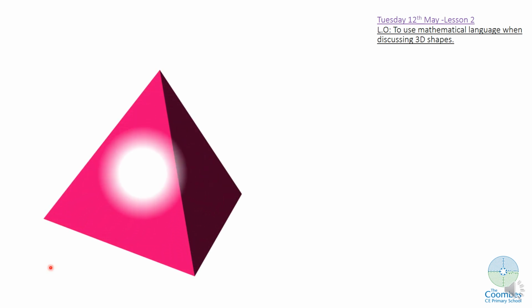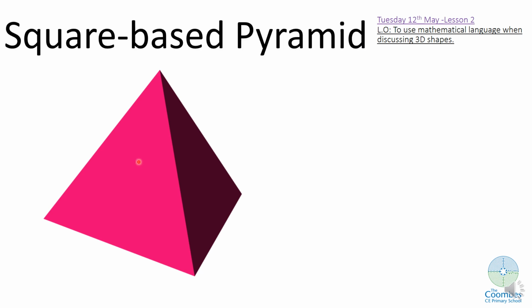Okay, so this shape here, what's this? Well, I don't know, it's a pyramid. Can you remember the full name? Brilliant. A square-based pyramid. So a square-based pyramid has faces that come up to the top to make the apex. It also has a square base, so it has a face at the bottom of it that is a square, and we call that the base.